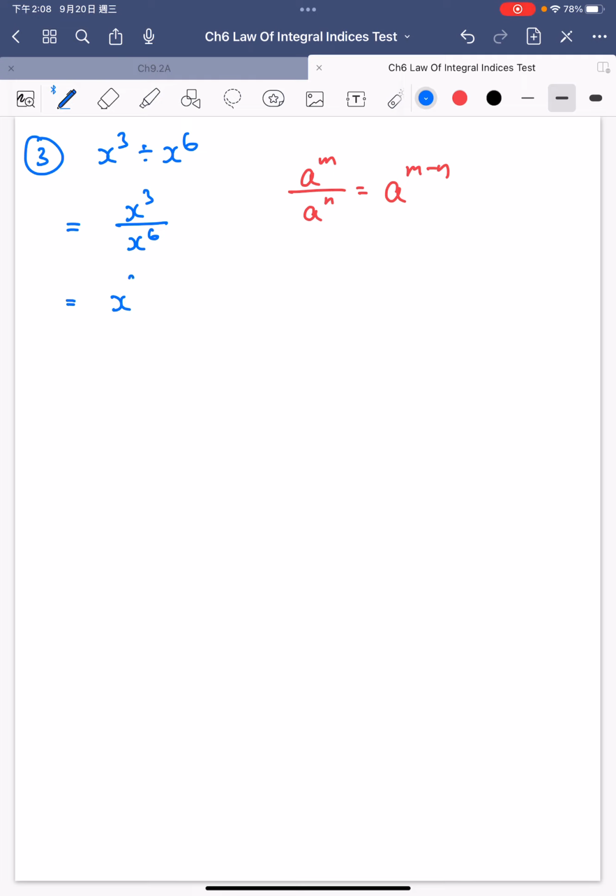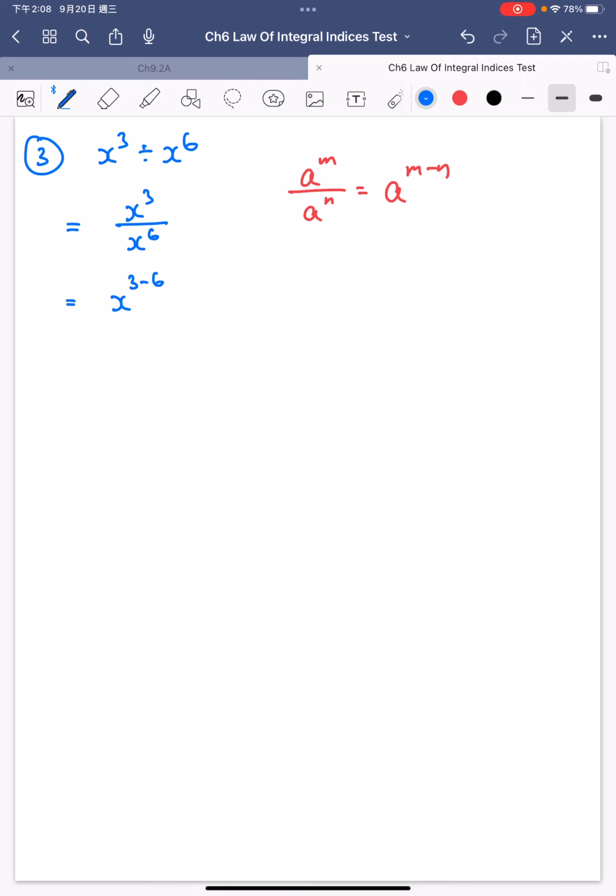Our next question is number 3. x to the power of 3 divided by x to the power of 6. A lot of students make a mistake here, but the first step is to change it into a fraction first. So we have x to the power of 3 divided by x to the power of 6. Then we use the formula a to the power of m divided by a to the power of n. If we divide two powers, we can subtract the powers. So we have a to the power of m minus n. Using this formula directly, we get x to the power of 3 minus 6.